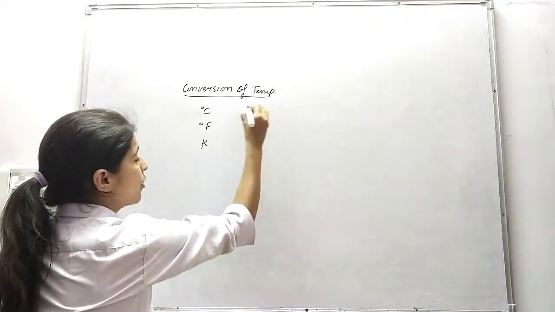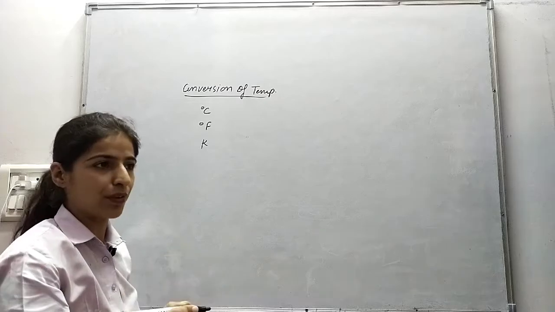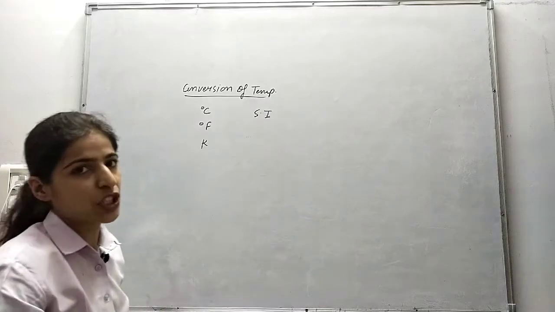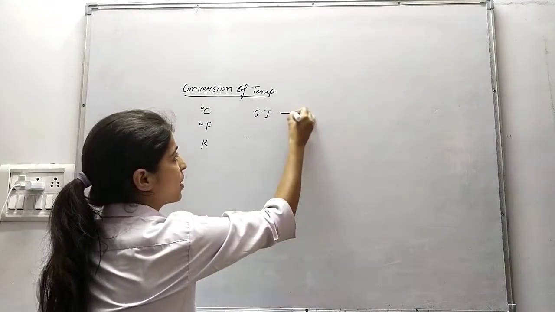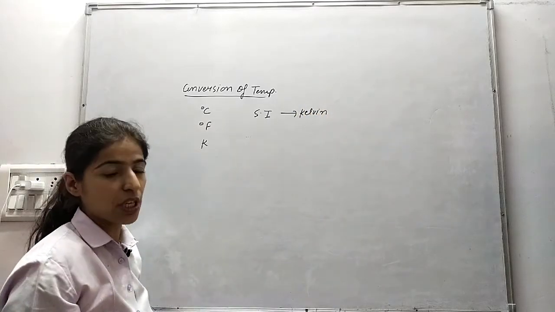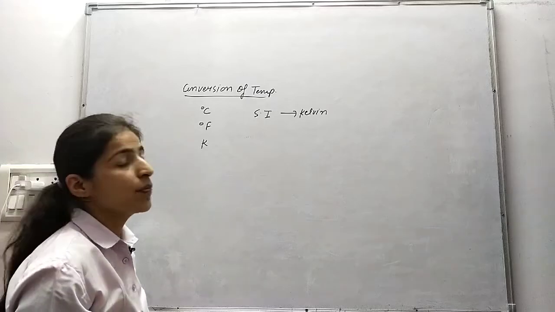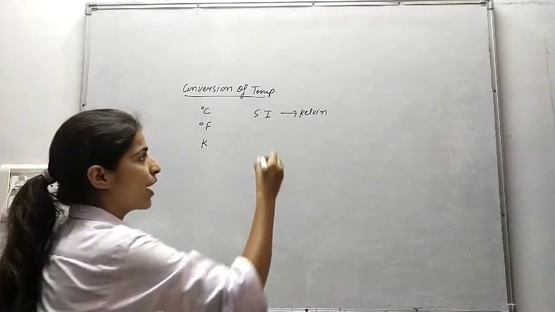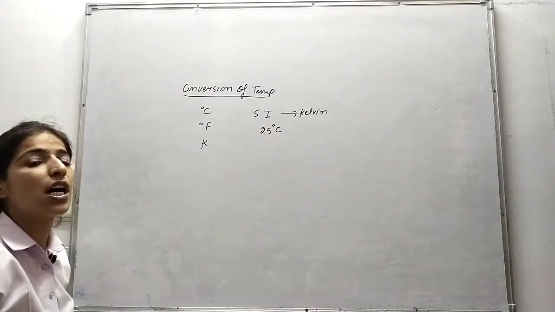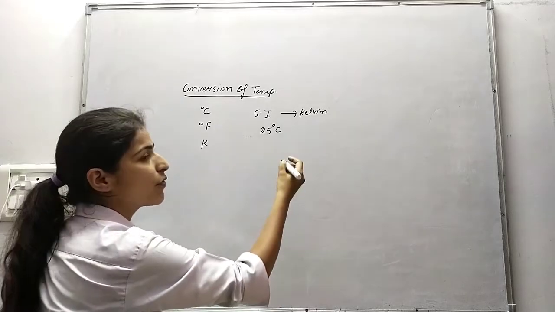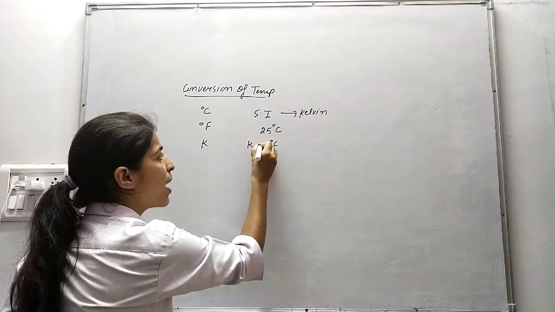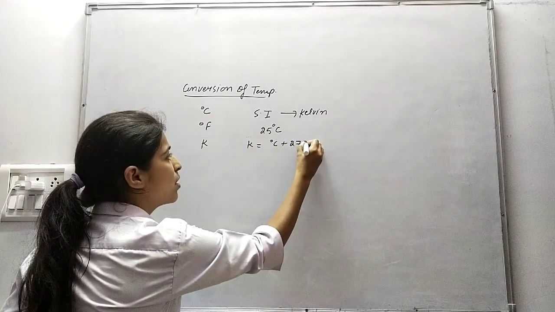Let's start with this. If you want to convert degree Celsius into Kelvin, according to the SI unit, the International System of Units, temperature should be measured in terms of Kelvin. If temperature is given in degree Celsius, then you have to convert it into Kelvin. Suppose we have 25 degrees Celsius. We have to convert it into Kelvin. How can we convert? We have the formula: degree Celsius can be converted into Kelvin by adding 273.